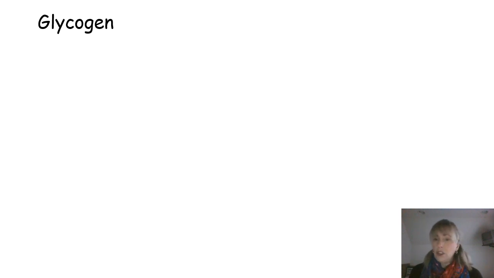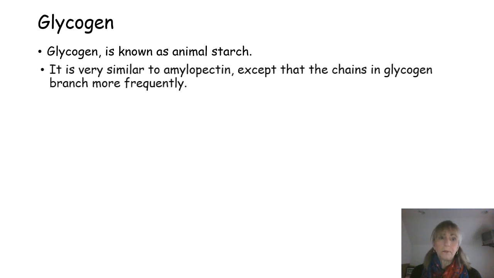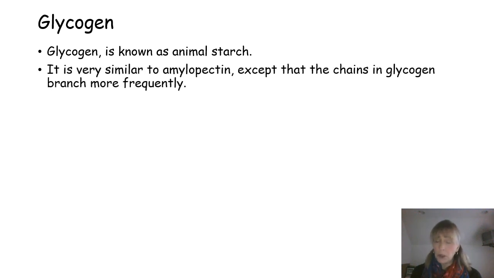All right, glycogen is our last polysaccharide. It's known as animal starch. It is similar to amylopectin, except that the chains in glycogen branch more frequently. That's the only difference. It's going to have the 1,4 alpha linkages, and then it's going to have the 1,6, except we're going to see them more often.